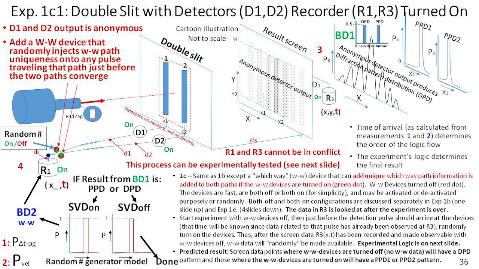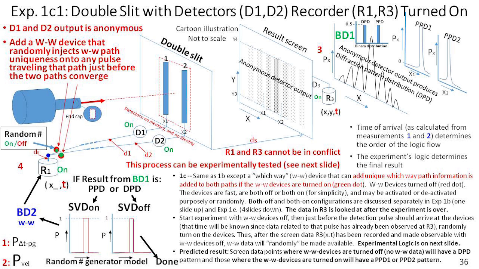So what we're going to do, you might have figured this out, is send a particle through the slit. That particle will first get to the screen and be part of either a diffraction pattern or a particle pattern, that is, a wave pattern or a particle pattern. And then, after we have that dot on the screen, if it was off and all the data was anonymous, we will switch on this WW device and put uniqueness into the detection process, and suddenly we will have which way data created after the particle has already hit the screen. So when the particle hit the screen, there was none, but later there is some which way data.